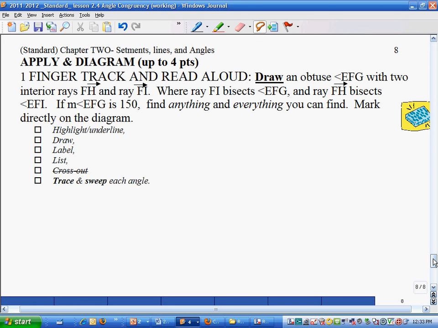Okay, let's see what we have here. So, over here, Mr. Gunter, join us. Okay, it says finger track and draw. Draw an obtuse angle EFG with 2 interior rays, FH and FI. Interior means it's somewhere inside, okay? Where FI bisects EFG and FH bisects EFI.